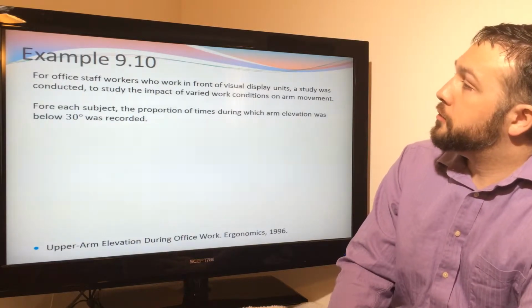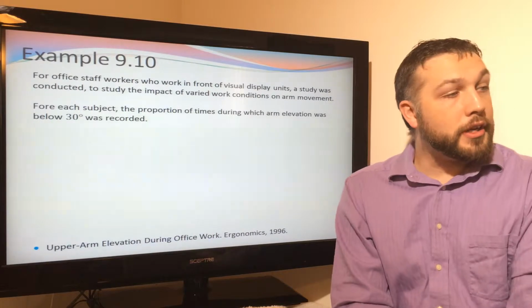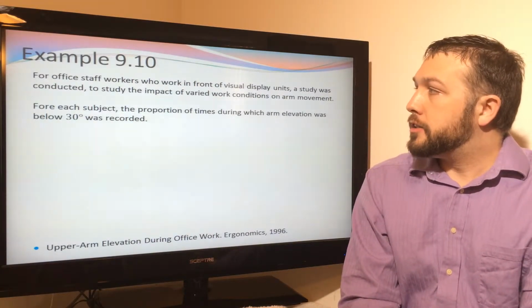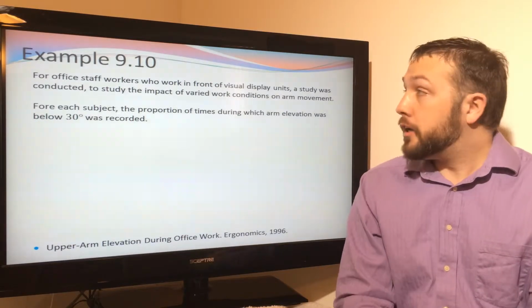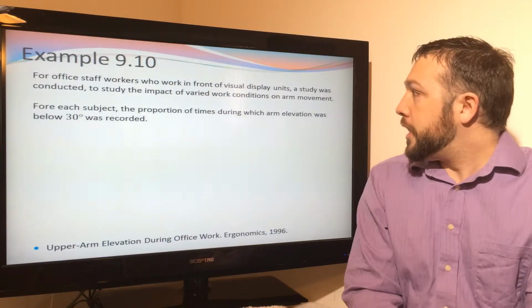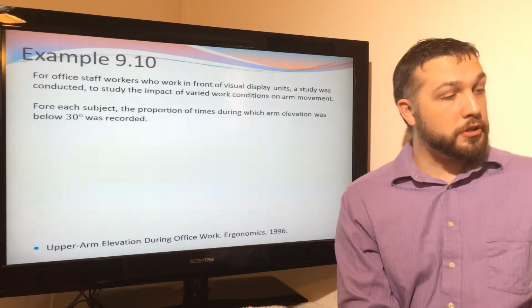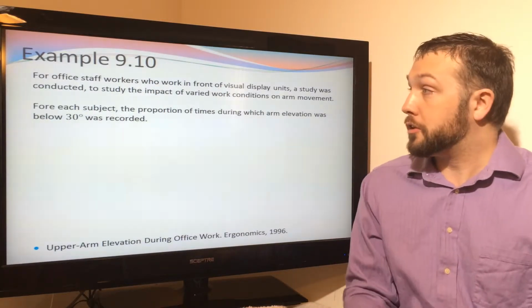concerns. So this is for staff workers who work in front of visual display units. Basically what we're looking at here is the fact that a lot of people, when they work, have a limited range of motion. And we're hoping that by varying the work conditions their range of motion will increase and therefore the overall health of workers will increase.